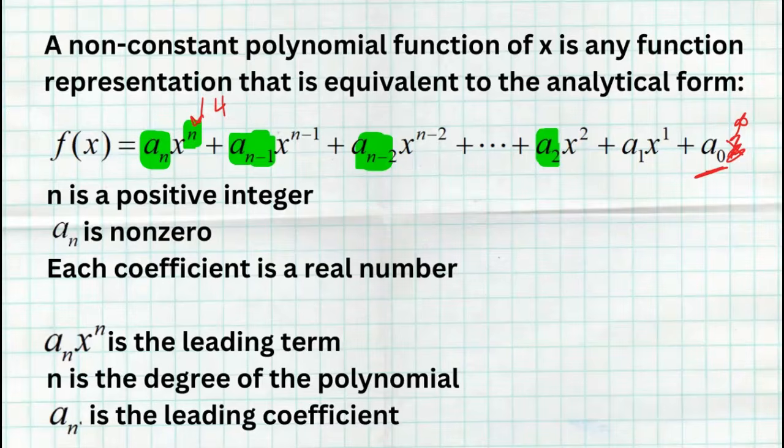Now, the very first term doesn't actually have to always be first, but the term that contains the largest power is going to be known as our leading term. So this entire value is our leading term. The n tells us the degree of our polynomial, and the coefficient in front of that leading term is called the leading coefficient. All right, it might make a little bit more sense if we look at some examples.